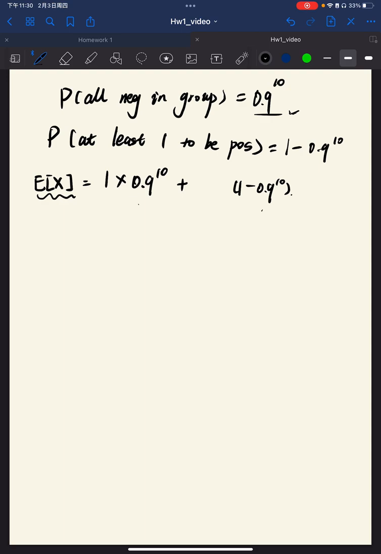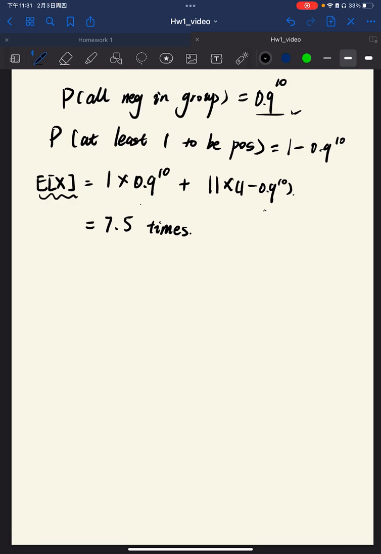And for the second condition, at least one person is positive, the probability is 1 minus 0.9 to the power of 10. In this case, we have to do 11 tests, so it's 11 times its probability. Now we get that for one group, we have around 7.5 tests to do. And there are 10 groups. So 7.5 tests for one group times 10 equals 75 tests. So in the average case, we have to do 75 tests in method 2.